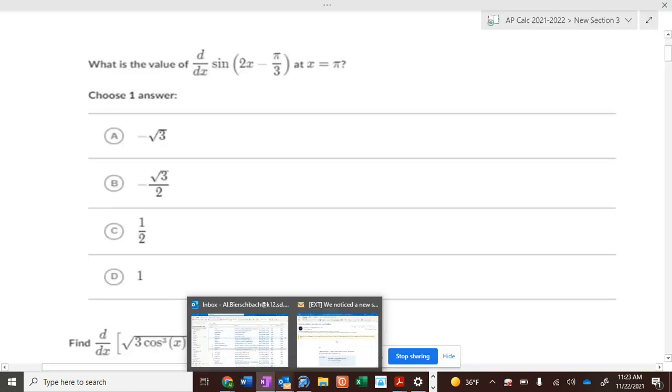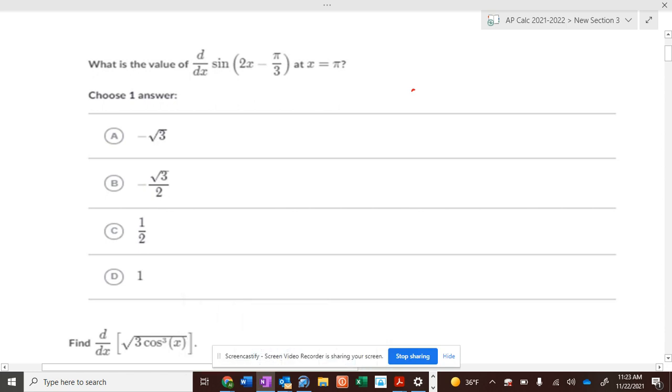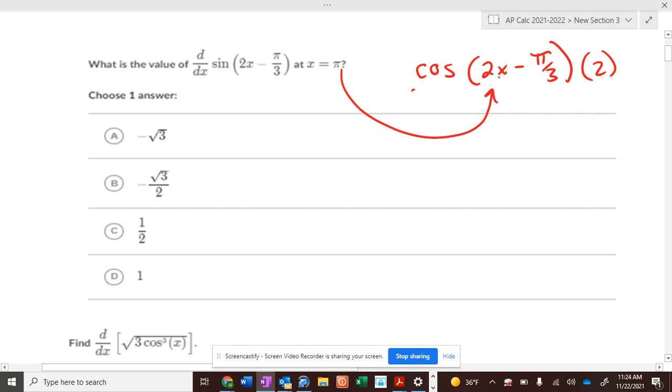Okay, here we go. Taking the first derivative of this. The first derivative would be cosine of 2x minus pi over 3 times 2. And then since there's a pi here, you stick it in. 2 pi minus pi over 3 is 6 pi over 3 minus 1 pi over 3, which is 5 pi over 3. So the cosine of 5 pi over 3 times 2. Well, the cosine of 5 pi over 3 is positive 1/2, times 2, which is 1.